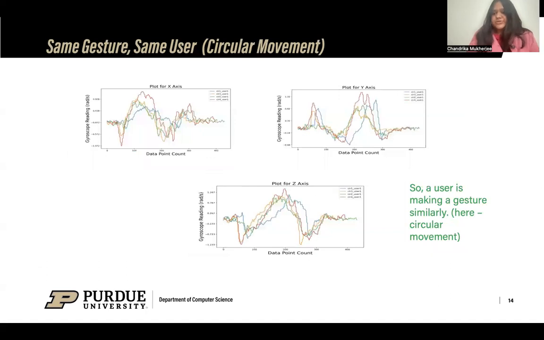Here, the one user was instructed to perform multiple circular head movements. And for these four head movements, we can see that the pattern in x-axis, y-axis, and z-axis, all the signals have followed a particular pattern, and there is a similarity between these signals. So from this, we can see that when a user performs a particular head movement, there are some similarities.